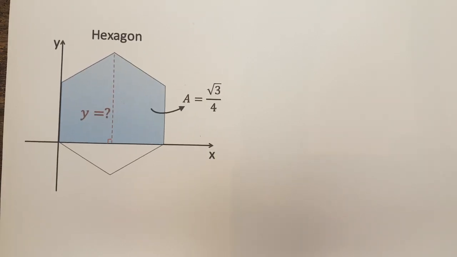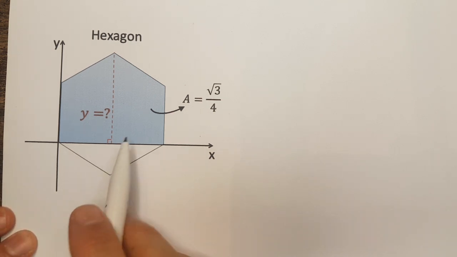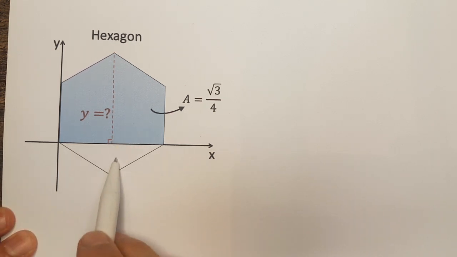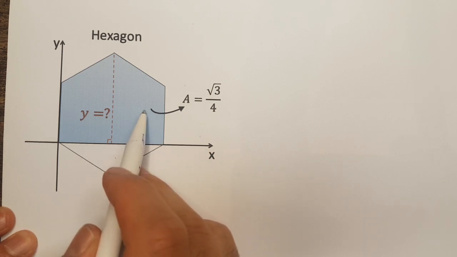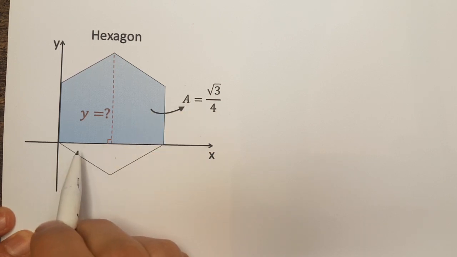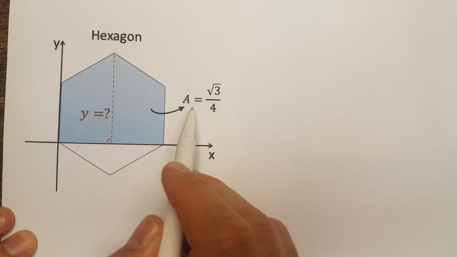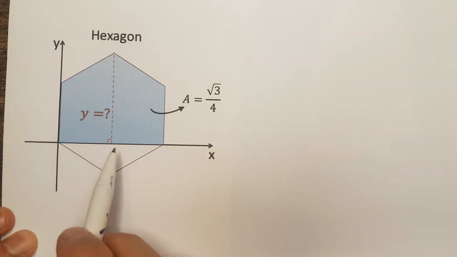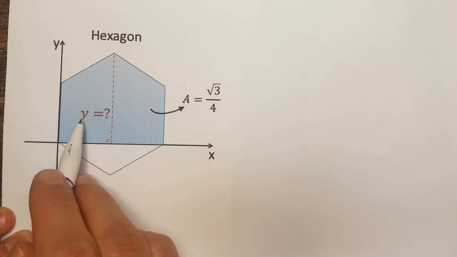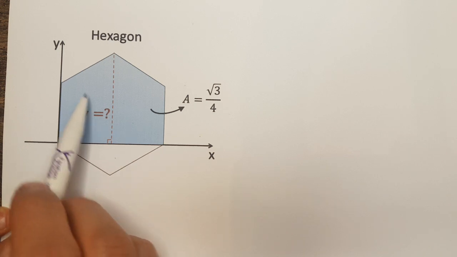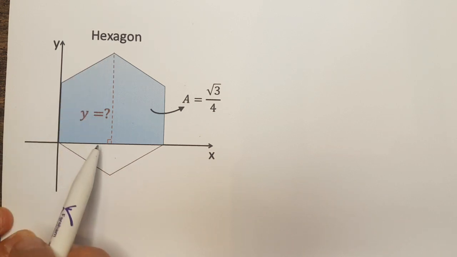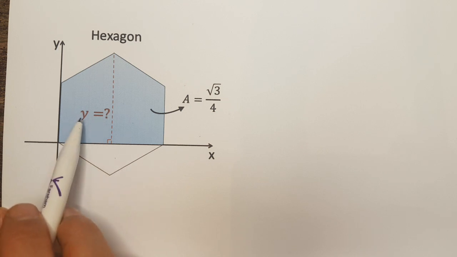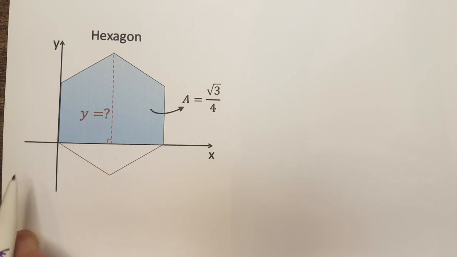Hello everyone. We have a regular hexagon which is divided into two areas, the blue area and the white area. The area of the blue section is given by A equal to square root of 3 over 4, and we are asked to find the distance of this top corner to the x-axis, denoted by y.